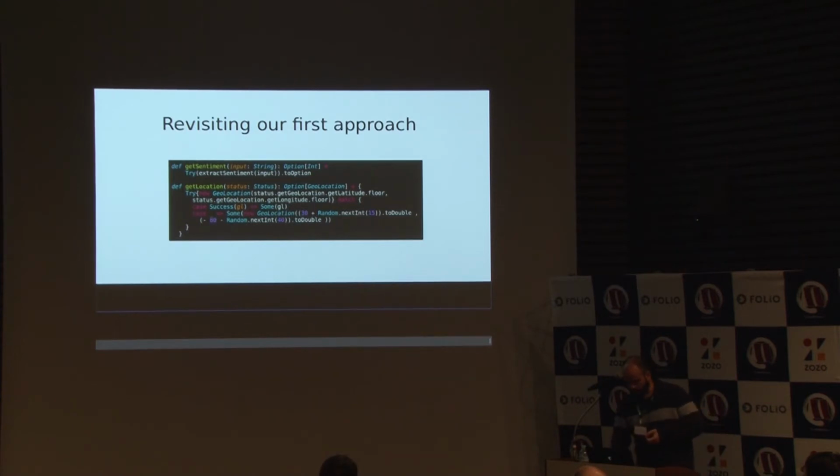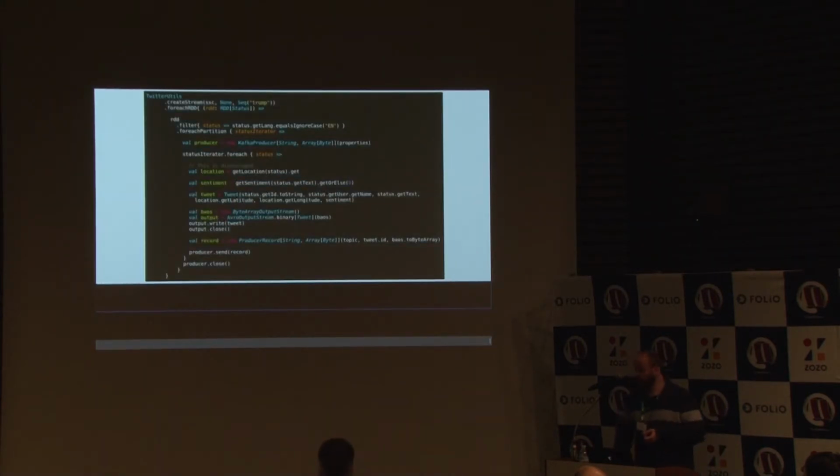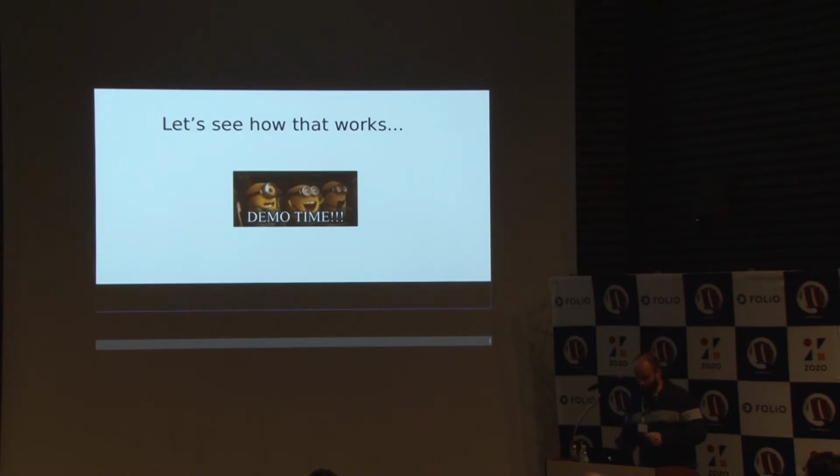Okay, so now we've changed location and sentiment a little bit. Don't use get directly on an Option. We are using that here because we are controlling the function we are calling, and we know that whatever happens, we will always return Some instead of None. So for example, in getSentiment, if it fails, what we'll do is just assign a neutral value, and that will be all. Okay, so good so far. So let's see how that works.